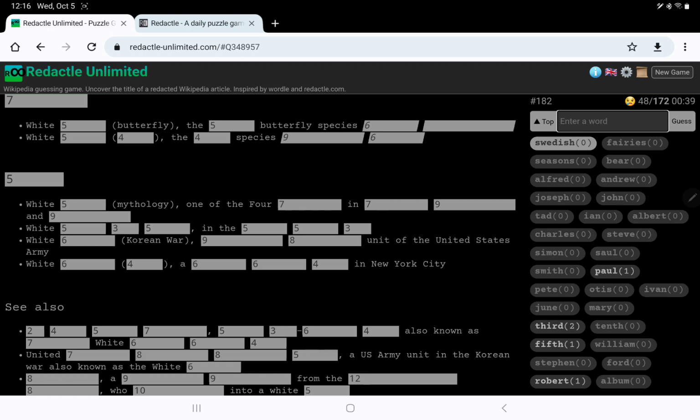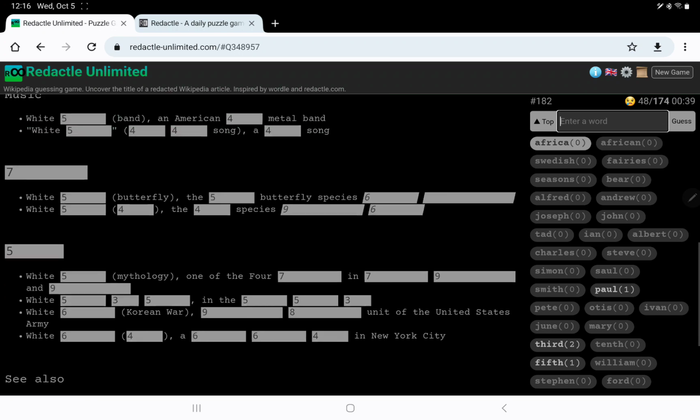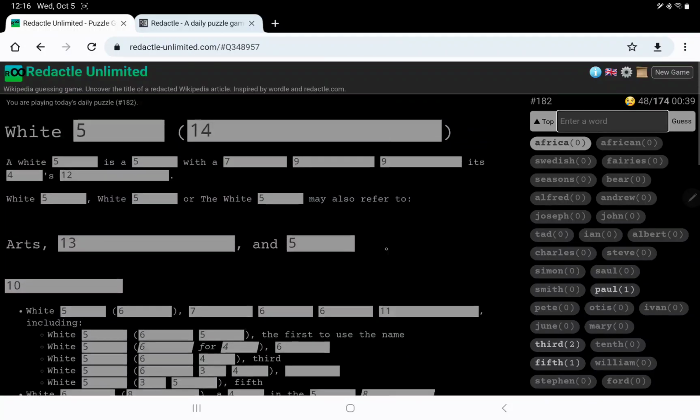Swedish, African. Let's try Africa. And of course, even if I find the 5-letter word, I still have to work out the 14-letter word. A white 5. And I notice that white is not capitalized. Is a 5 with a 7, 9. And then I think 9 must be a verb like binding or covering. It's 4, but it's 4s. Why wouldn't you? Yeah, I don't know.